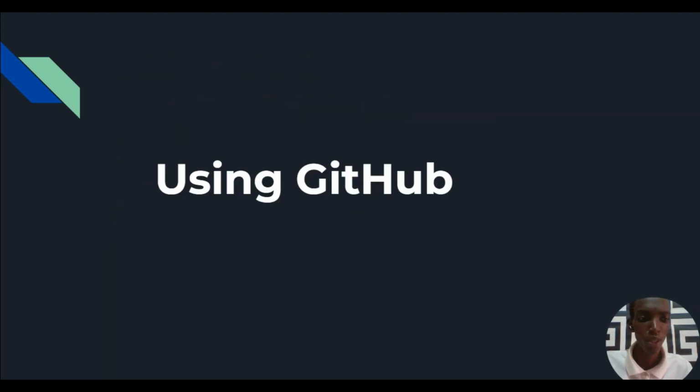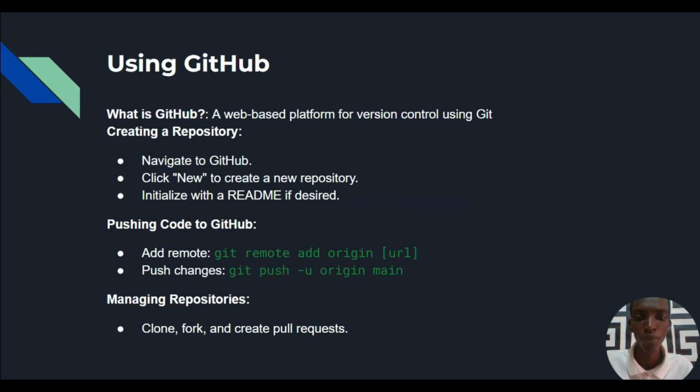So we'll be looking into GitHub. So what's GitHub? We said GitHub is a popular web-based platform for version control using Git. To create a repository, you navigate to your GitHub account, then click on New to create a new repository and follow the prompts.